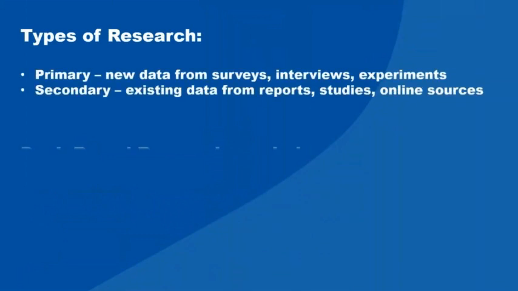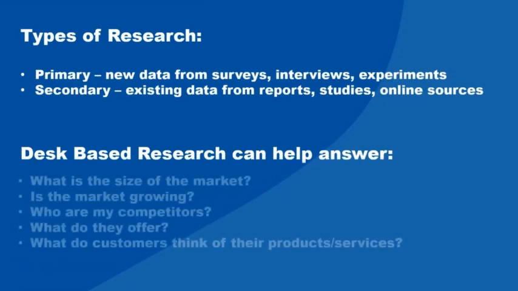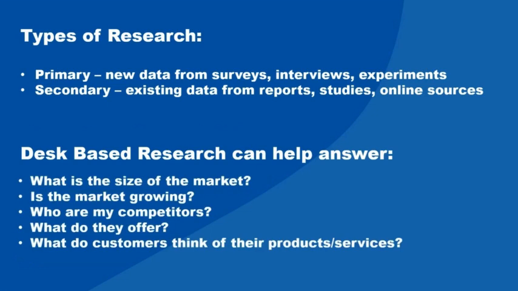Primary research involves gathering new data directly from your target market through surveys, interviews, or experiments. Secondary research, also known as desk-based research, involves analyzing existing data from reports, studies, or online sources. In this video, we'll focus on desk-based research, which can help answer several key questions.